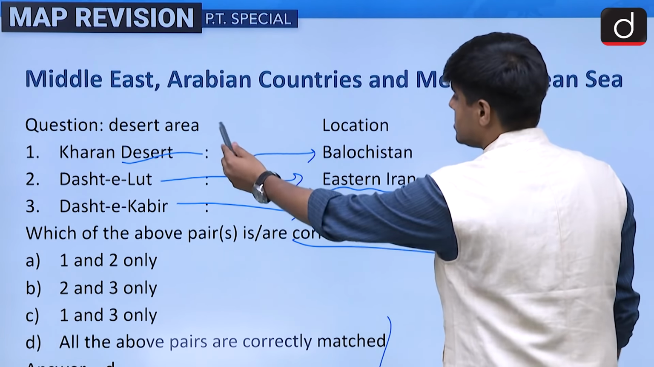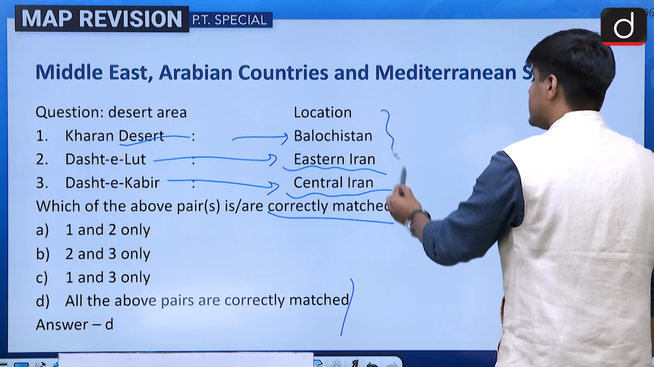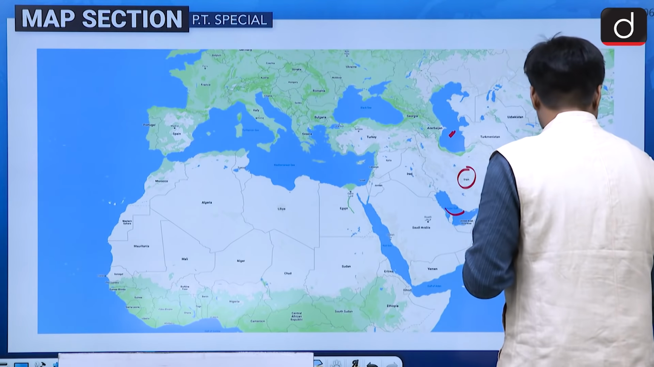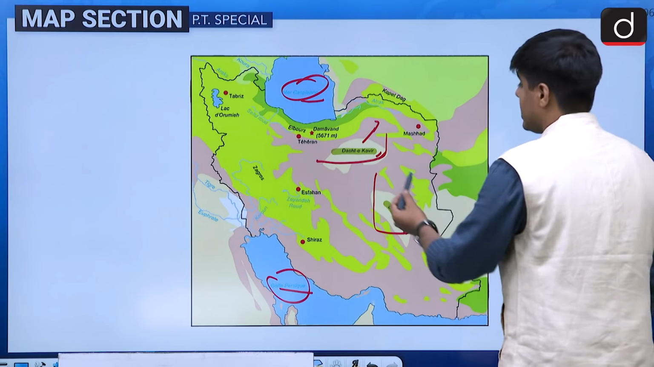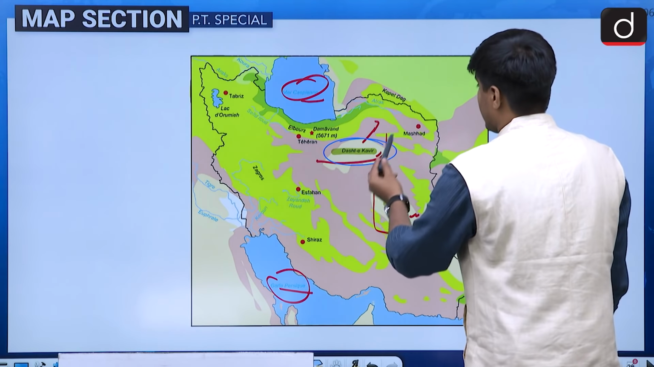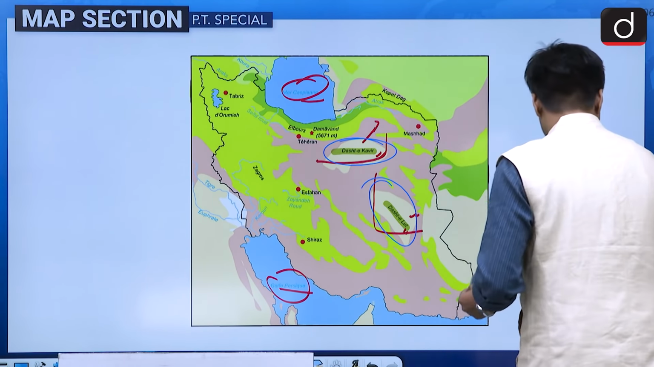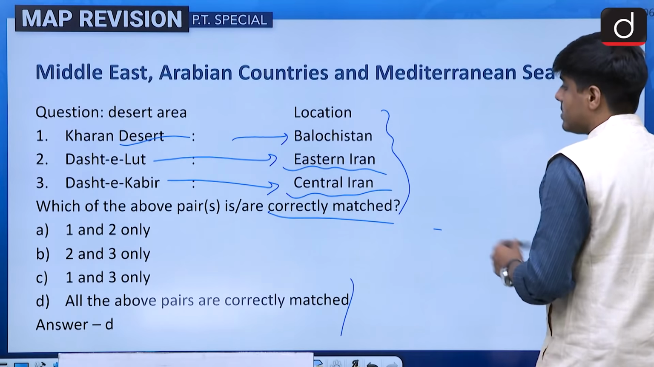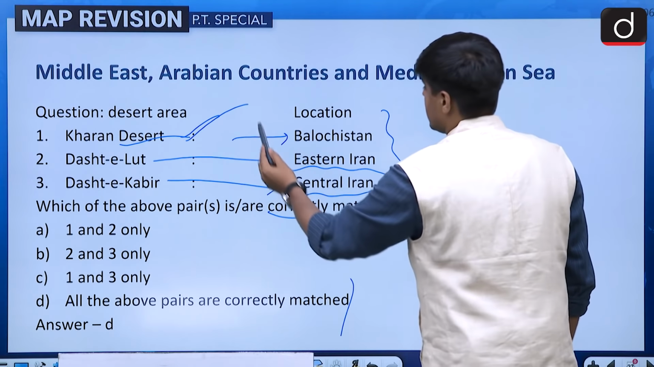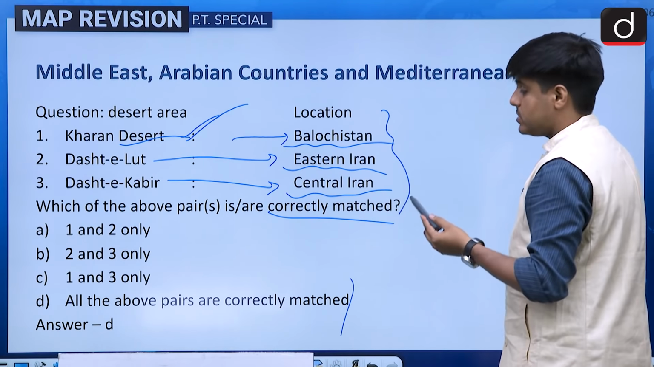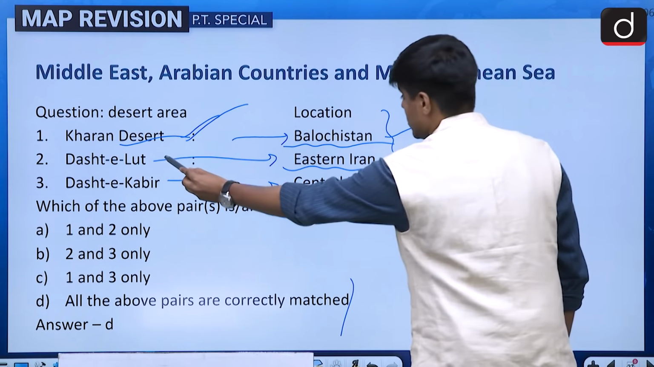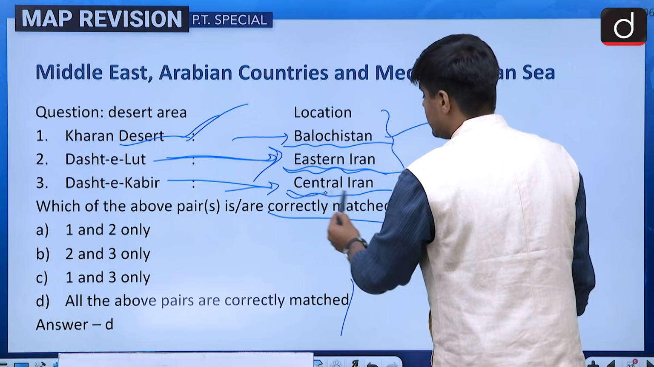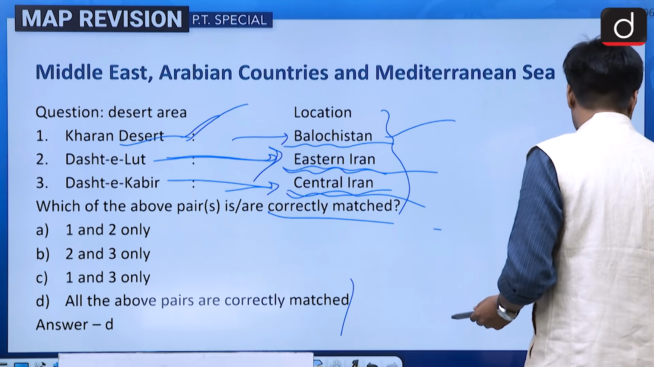In such kind of questions, you need to remember the important places of world physical geography which we study in GS. So, here is Iran, and we can find Dasht-e-Kabir and Dasht-e-Lut. Similarly, Pakistan's Balochistan area is here. Once we have looked at the map, the Kharan Desert is the important geological marker in Balochistan. Dasht-e-Lut is an important desert in eastern Iran, and Dasht-e-Kabir in central Iran. So, all the options are correctly matched.